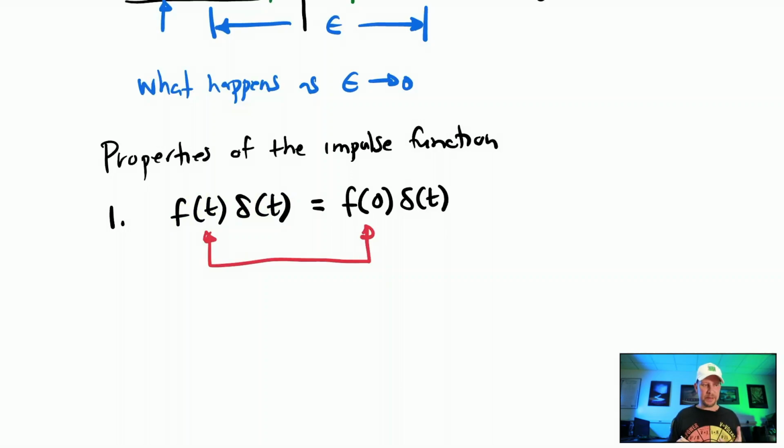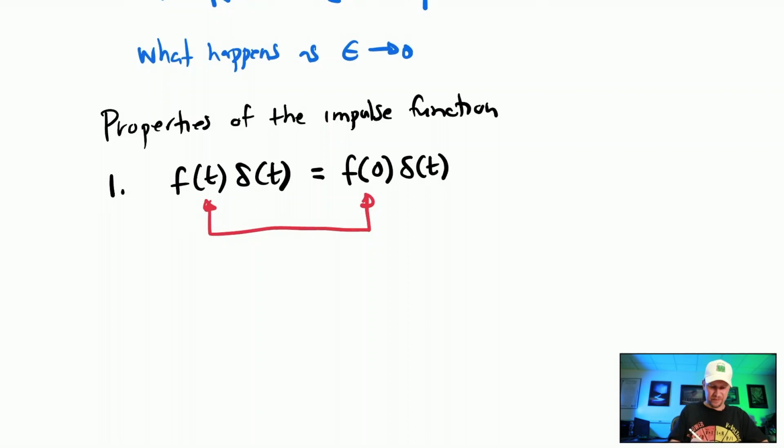So this identity is extremely important. Now, what happens if I end up integrating this? So suppose that I integrate this.